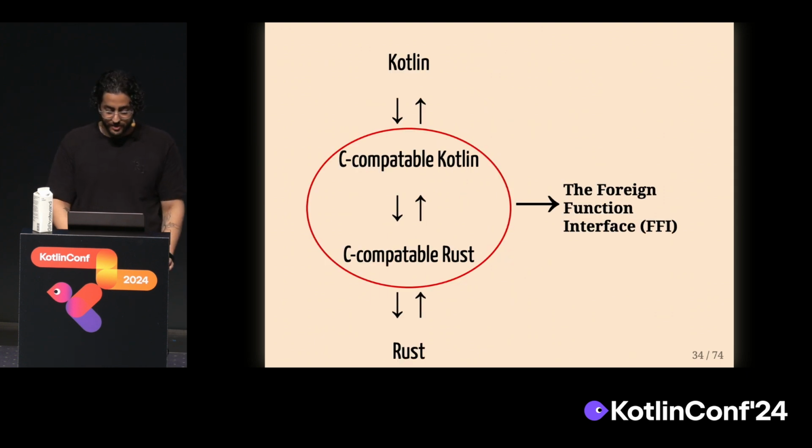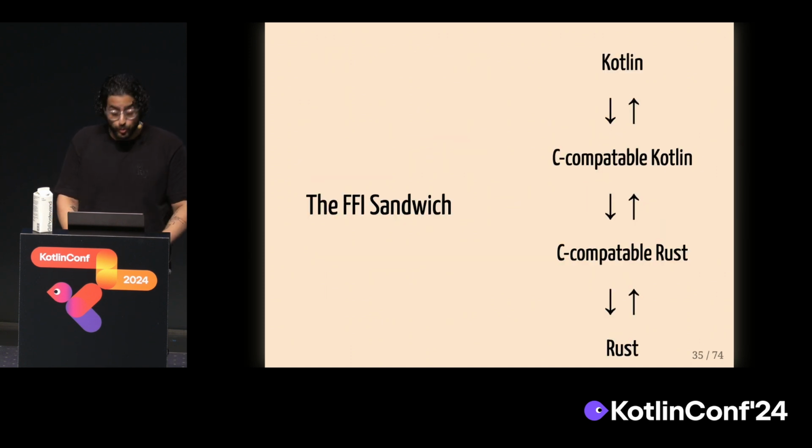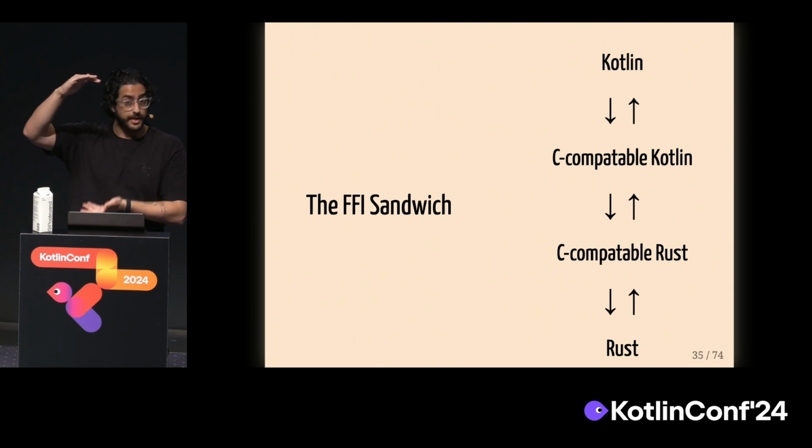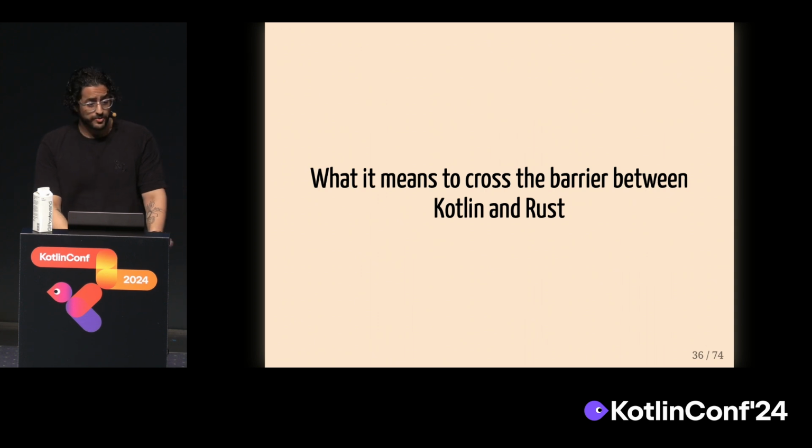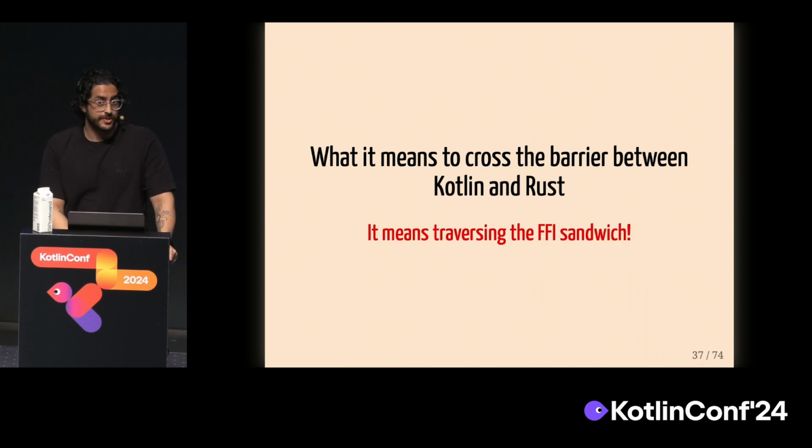We call this the foreign function interface. In a way, it's how a language talks to the outside, so it's a foreign function interface. And what I like to call the whole thing is the FFI sandwich. You have your buns at the top and the bottom, your Kotlin and the Rust, and this is where you usually spend a lot of your time. And then you have the juicy bits in between that can make or break your application. So crossing the barrier between Kotlin and Rust really means traversing the FFI sandwich. And you can generalize this as well. If you're calling from any language to another, you're typically traversing an FFI sandwich of some sort.